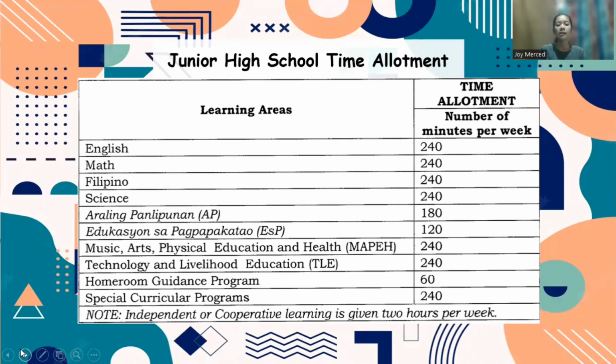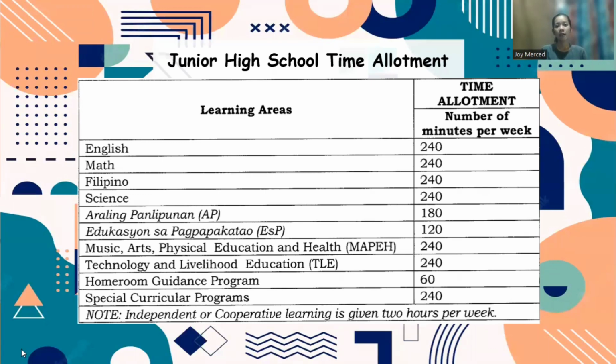As you can see, there's a note below the table that independent or cooperative learning is given 2 hours per week. In addition to the learning areas that require 2 to 4 hours per week, junior high school classes should have an hour allotted for the homeroom guidance program and 4 hours per week allotted for the special curricular programs or the SCP, wherein the students who have joined different clubs can meet up twice a month as well.